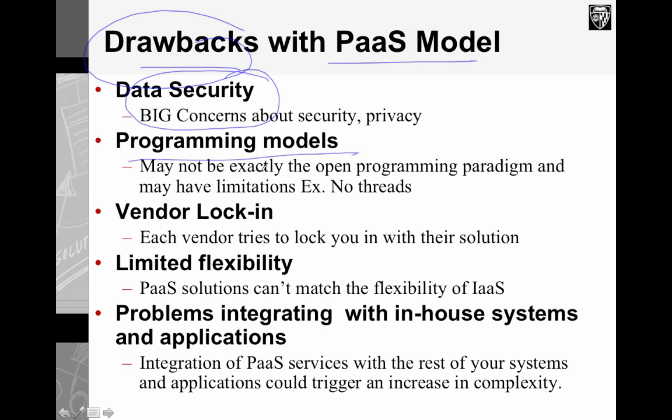Programming models. Some of the application servers may give you a programming model which is a proprietary programming paradigm, and so there might be some issues with vendor lock-in. There is also limited flexibility. The PaaS solutions can't match the flexibility of an IaaS where you're doing everything. Remember, in an IaaS, you have complete control of your environment, of your infrastructure. Here, you may lose some flexibility. There may also be problems integrating with in-house systems and applications, especially when you're going into a cloud-based PaaS model.